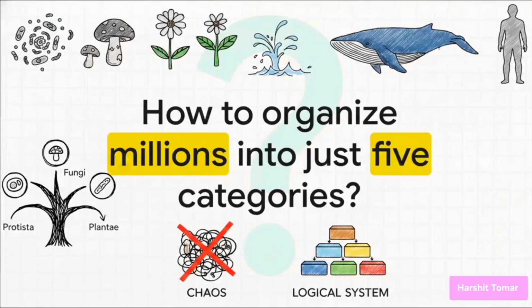Let's dive in. Just imagine trying to sort millions of unique life forms. We're talking everything from microscopic bacteria to massive blue whales, all into a neat, logical system. No absolute taxonomic chaos allowed. So how on earth is this immense diversity organized into just 5 categories? Well, that's exactly what we're going to figure out today.